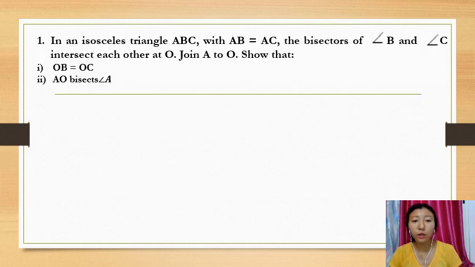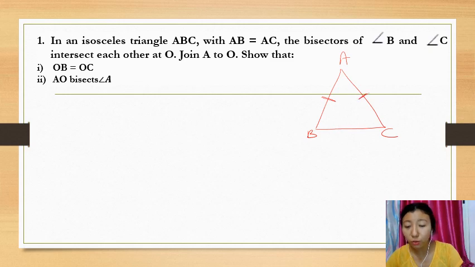So this is the first question. You can see in the first question, in an isosceles triangle ABC, I just draw the rough diagram of the first question. So this is the isosceles triangle ABC with AB equal to AC. That's why this is called an isosceles triangle.